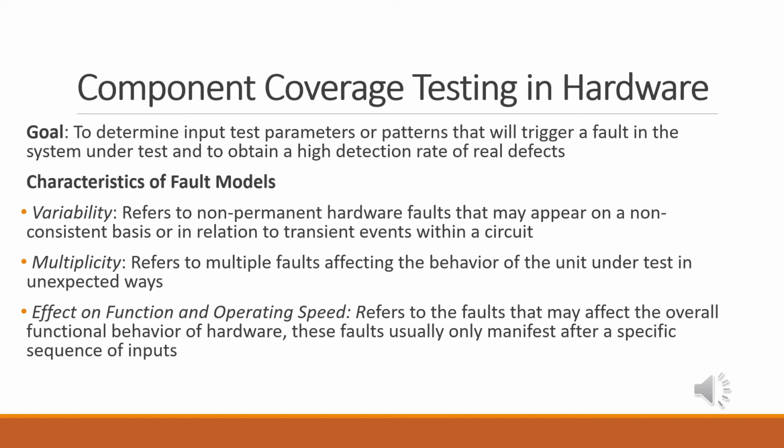These fault models identify fault characteristics such as variability, multiplicity, or effect on function and operating speed. Variability refers to non-permanent hardware faults that may appear on a non-consistent basis or in relation to transient events within a circuit. Multiplicity refers to multiple faults affecting the behavior of the unit under test in unexpected ways. Effect on function or operating speed refers to faults that may affect the overall functional behavior of hardware. These faults usually only manifest after a specific sequence of inputs.